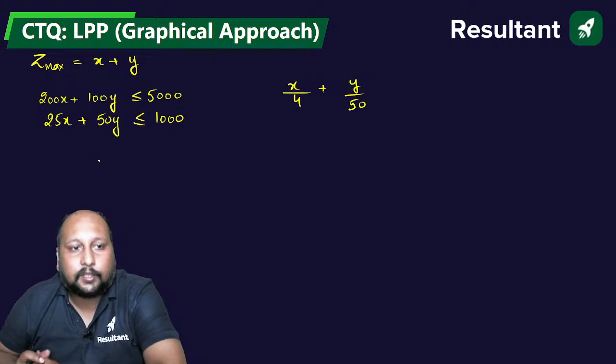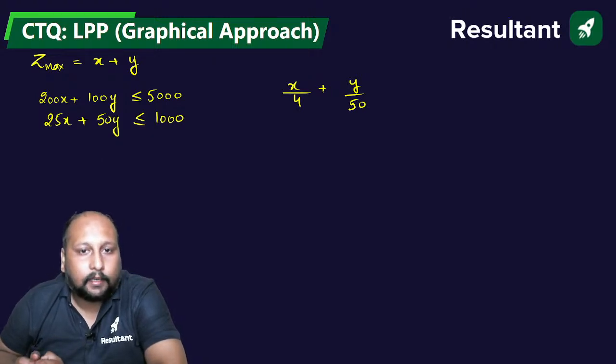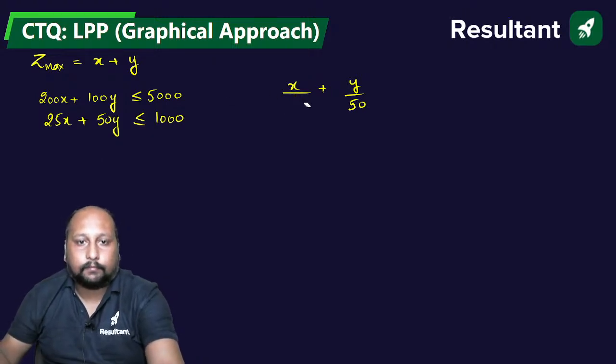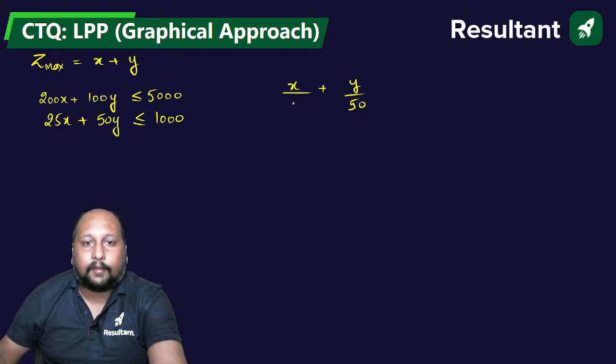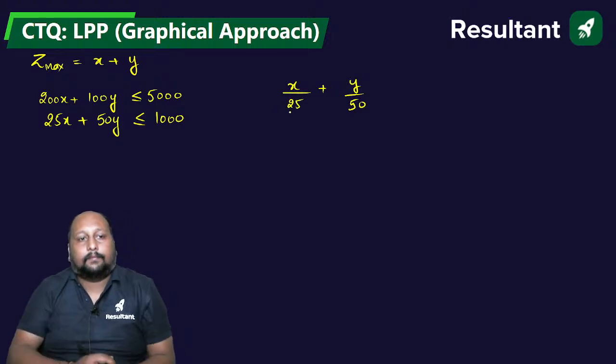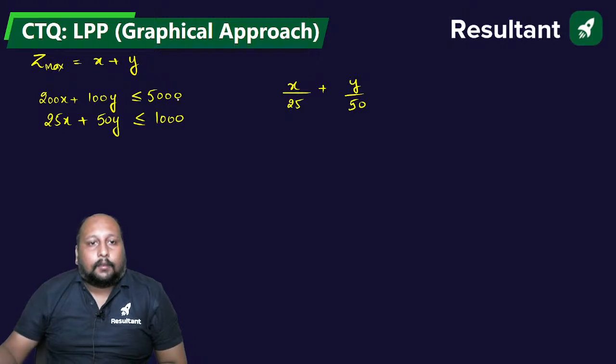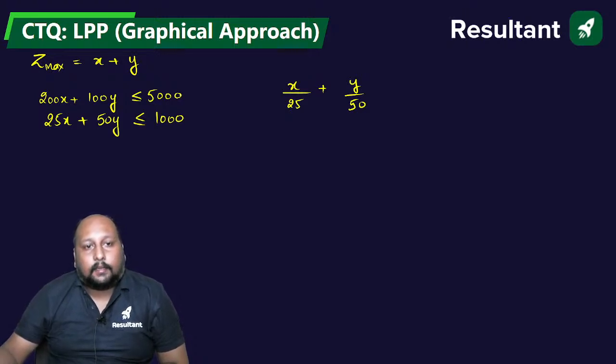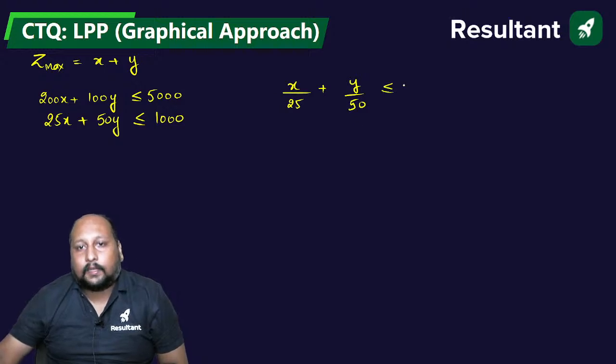Please check. If I divide by 4... 25. Yes. 5000 divided by 200 is 25, and this is 50, less than or equal to 1. This is constraint number 1.